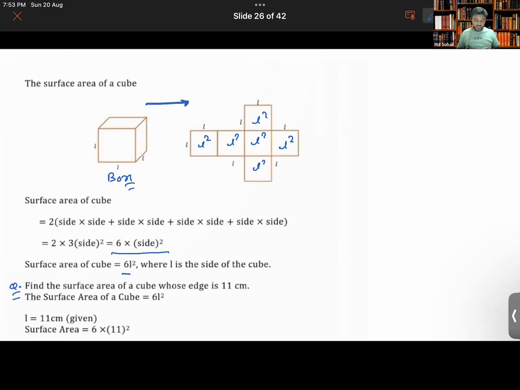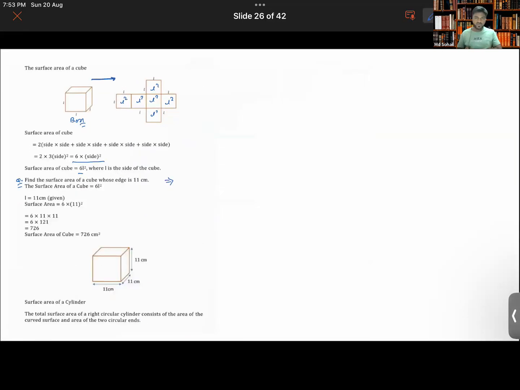Find the surface area of a cube whose edge is 11 centimeters. Quickly do this. It shouldn't take more than a few seconds. 66 square centimeter. Exactly, 66 square centimeter.